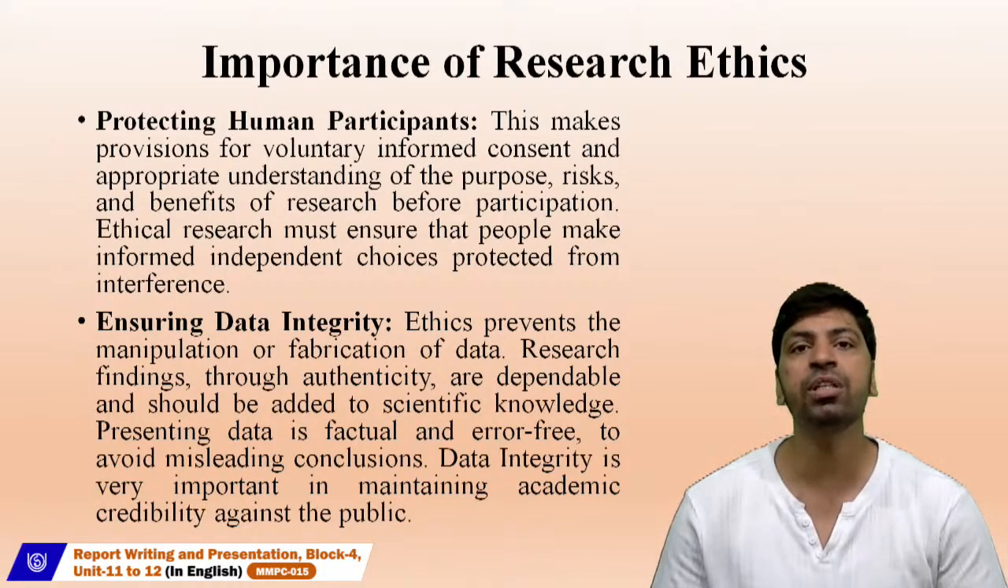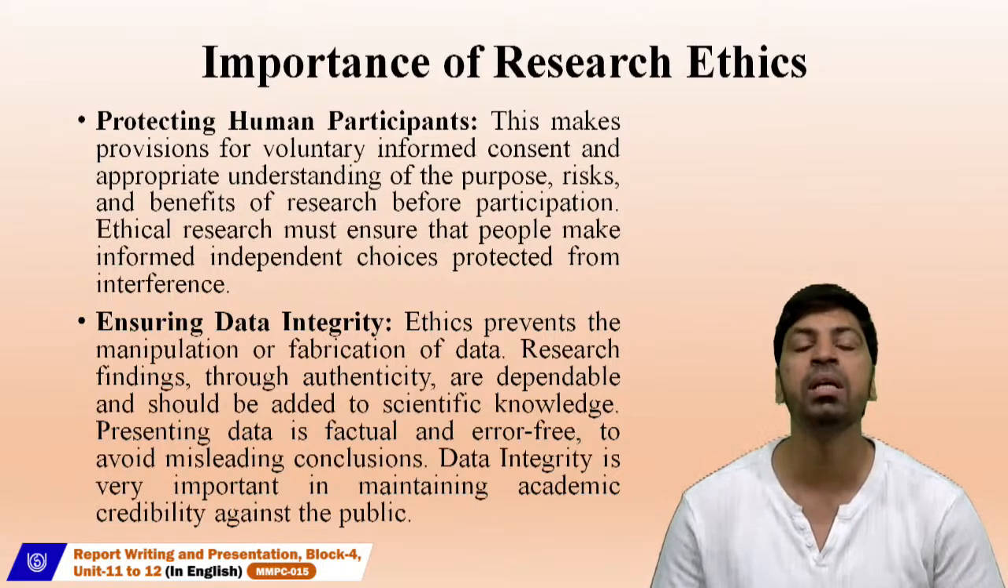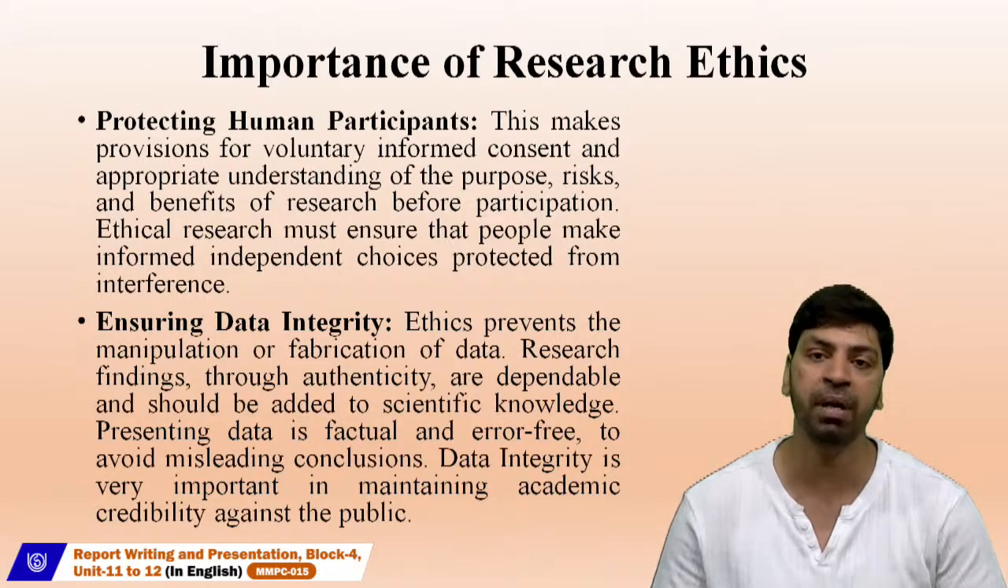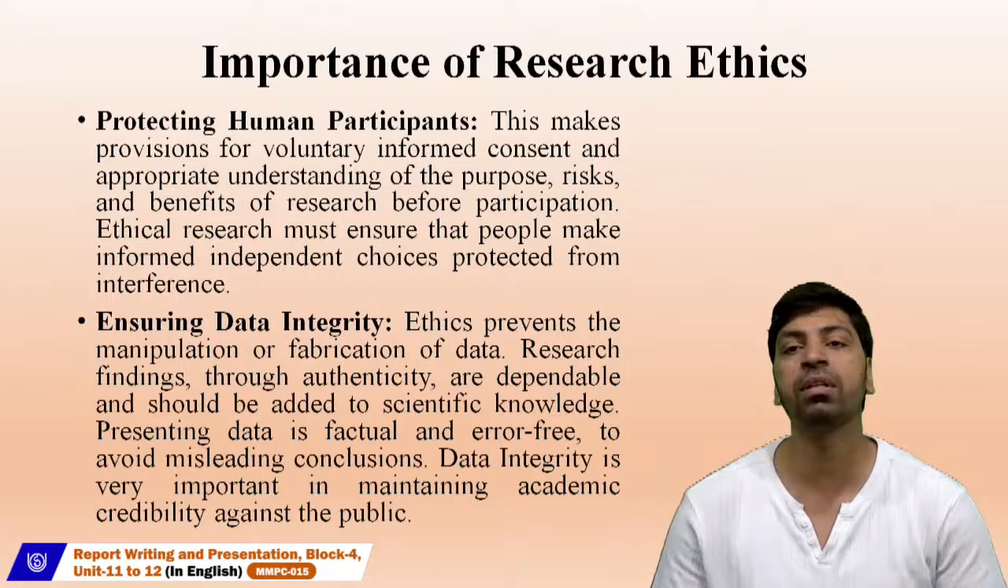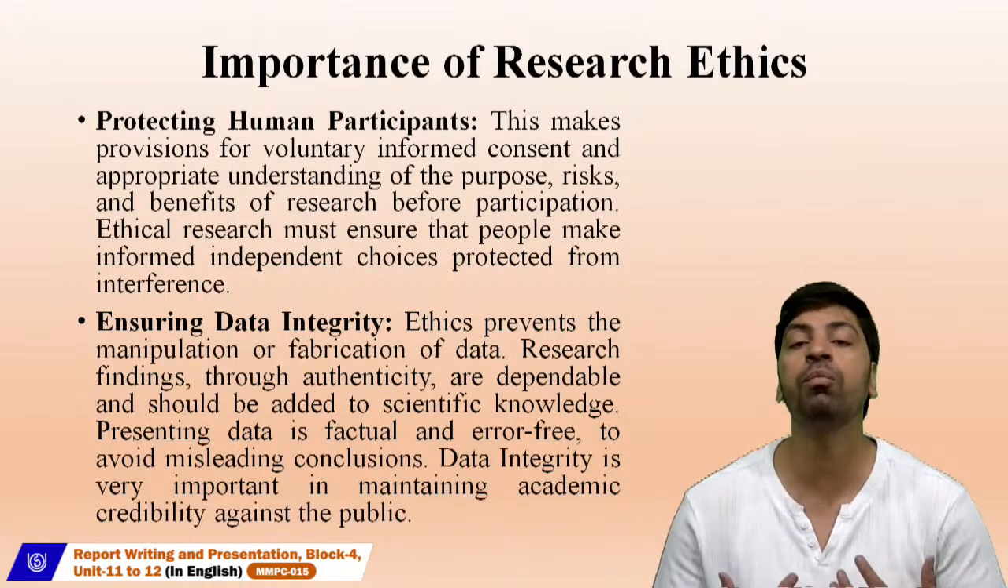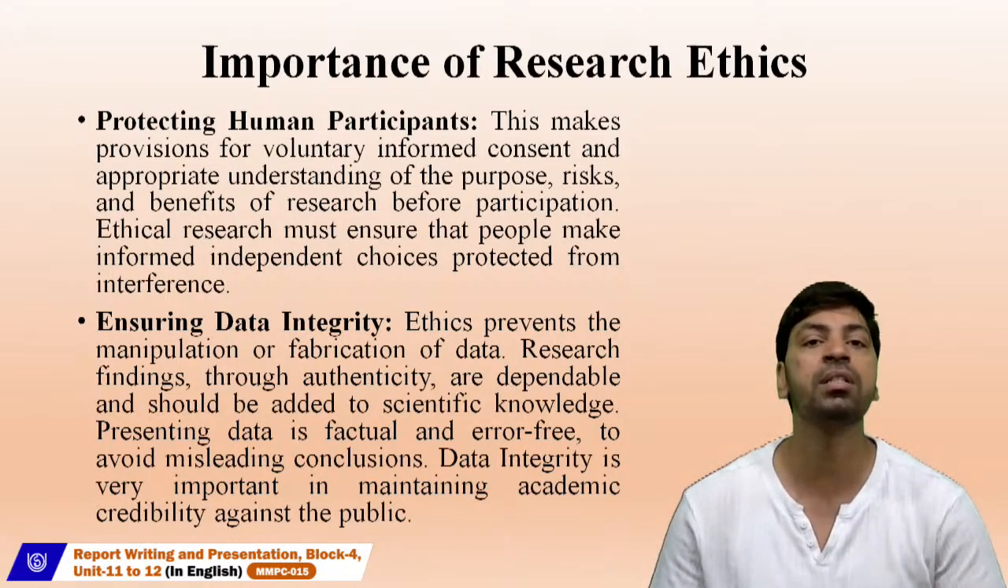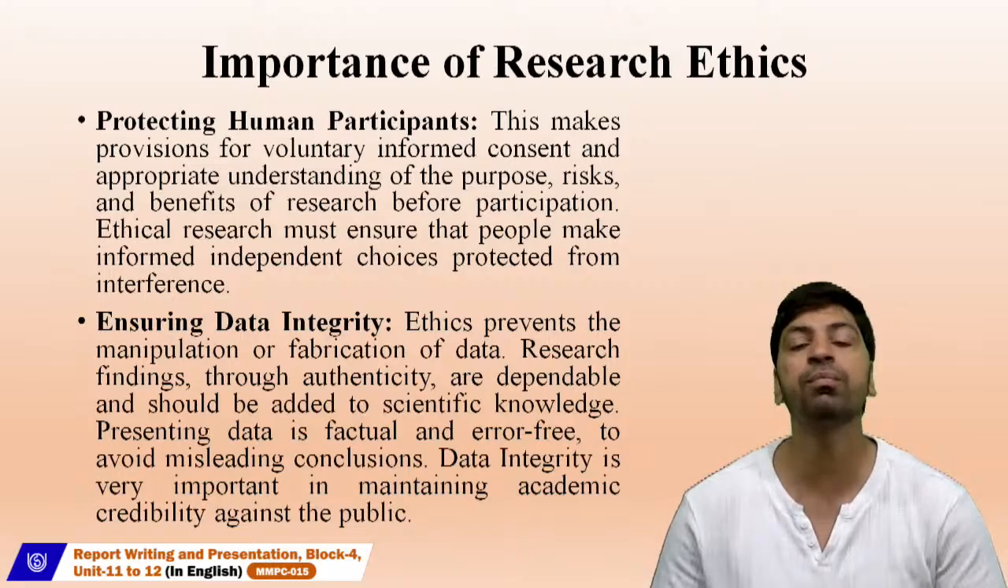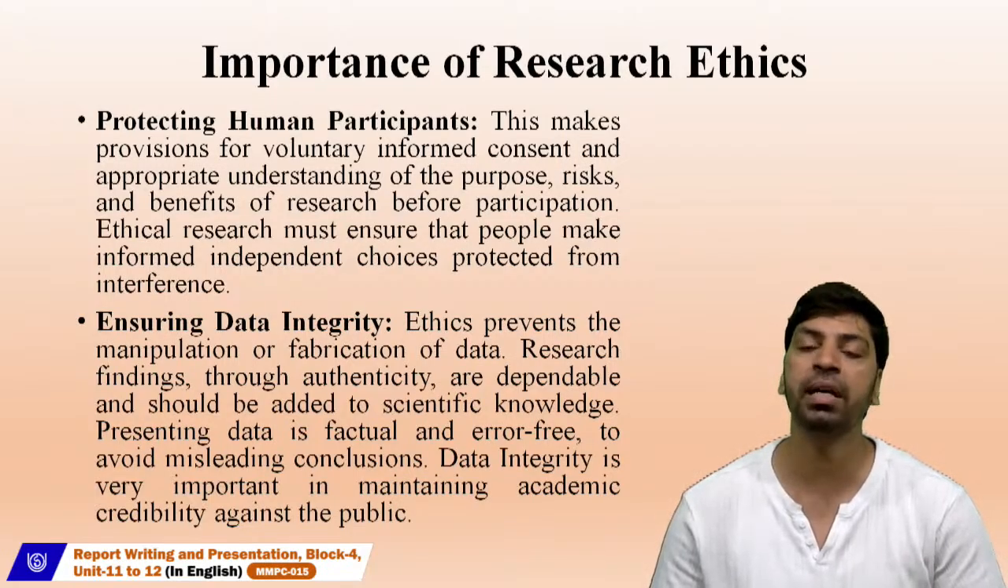Next section is the importance of research ethics. The first importance is protecting the human participants. There is always a provision for voluntary, informed consent and appropriate understanding of the purpose. The main purpose of research ethics is to protect participants, keep their information confidential, and always obtain consent from the participants you include in your research study. Taking consent before participation is what is called ethical research. Ethical research must ensure that people make informed, independent choices, protected from interference.